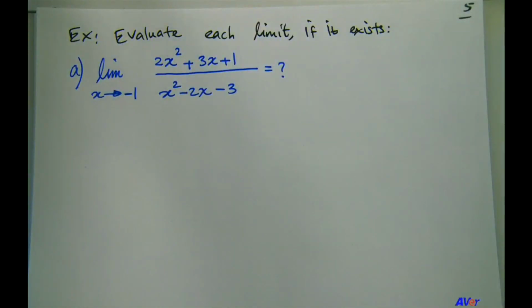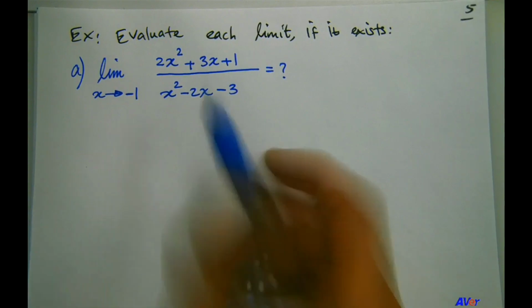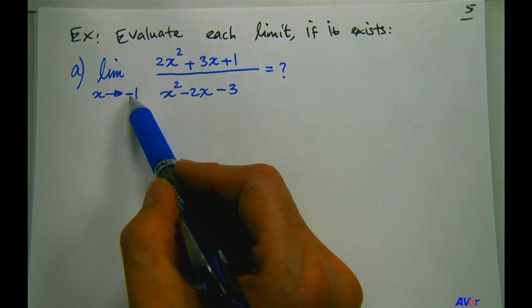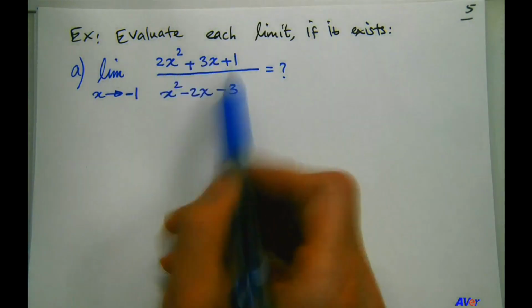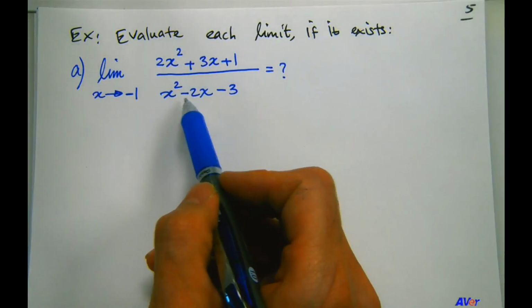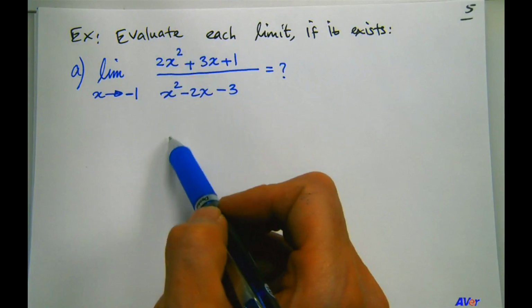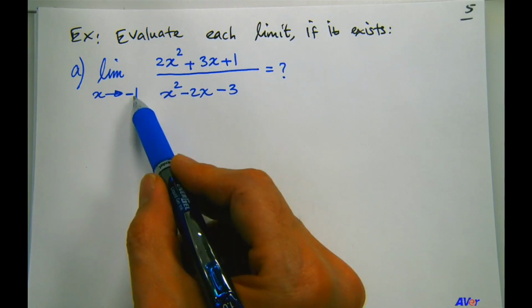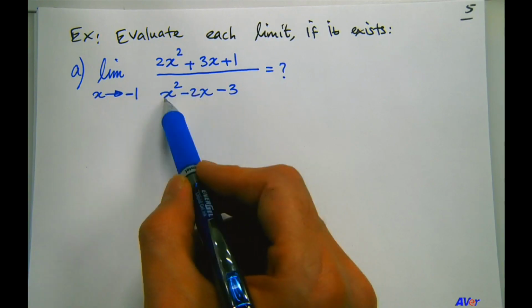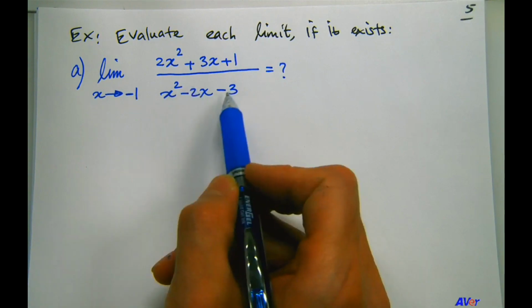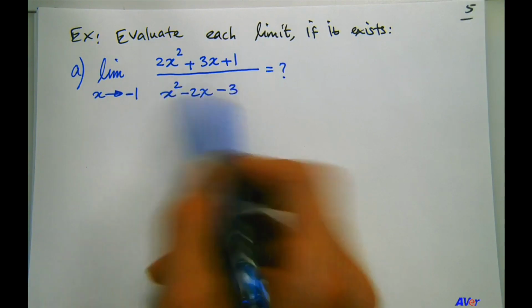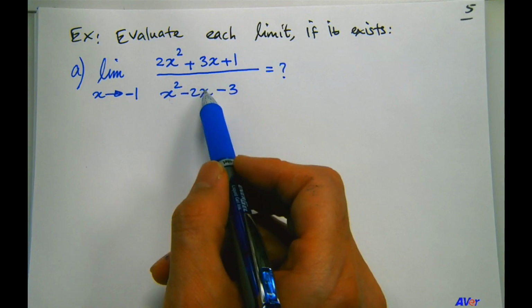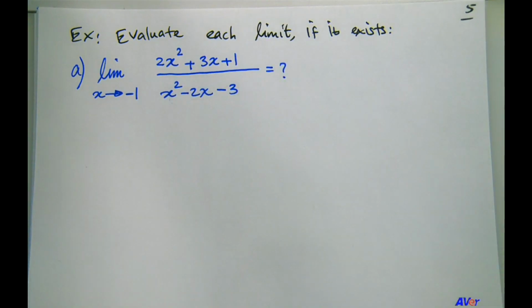If you don't simplify the expression here, what do you get? If you just substitute -1 in this rational function without simplifying it, you end up with -1 squared, which is positive 1, minus 2 times -1, which is positive 2. 2 plus positive 1 is 3. 3 minus 3 is 0. So you end up with a denominator that is 0. But we want to simplify this expression, right? So let's do that.